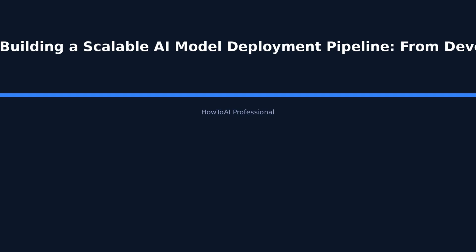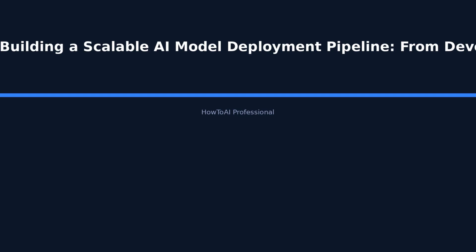Let's start by defining what we mean by an AI model deployment pipeline. At its core, this pipeline consists of all the steps necessary to take a machine learning model from initial training through to production, where it can serve real-time predictions. The individual steps typically include data preprocessing, model training, validation, testing, and ultimately deployment to a production environment. One of the primary challenges in this process is ensuring that each of these steps is efficient and repeatable.